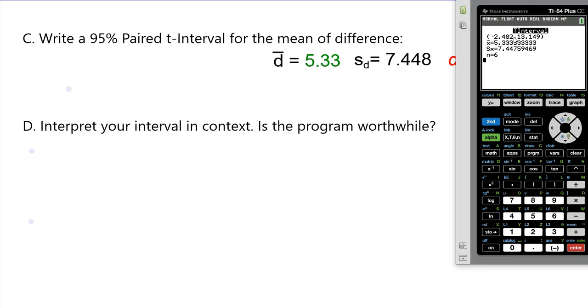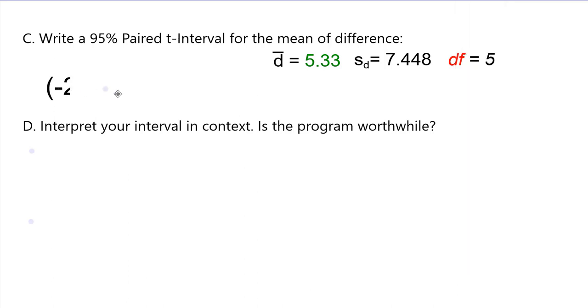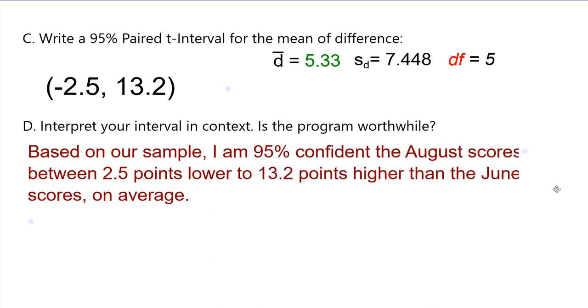So if you notice here when we're interpreting it, is the program worthwhile? We'll notice that 0 is contained in the interval. So it's possible that there was no difference. It's also possible that you perform worse, or that the true mean might actually be worse than when you started. So that would mean that the net performance for the means for summer school was not actually beneficial. So interpret your interval in context. We're 95% confident that the true mean difference after summer school is anywhere between a negative 2.5% and a 13% difference between their before and after scores.